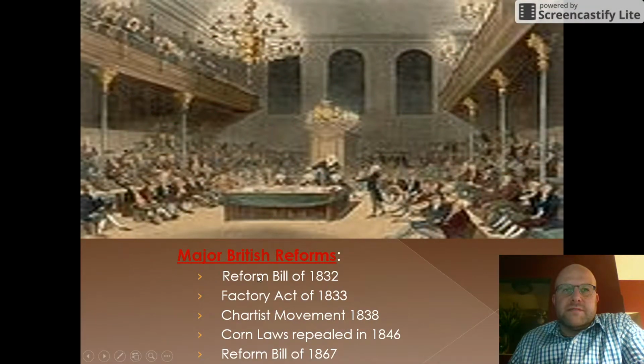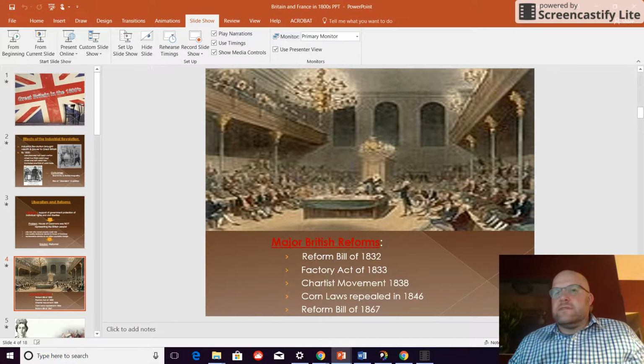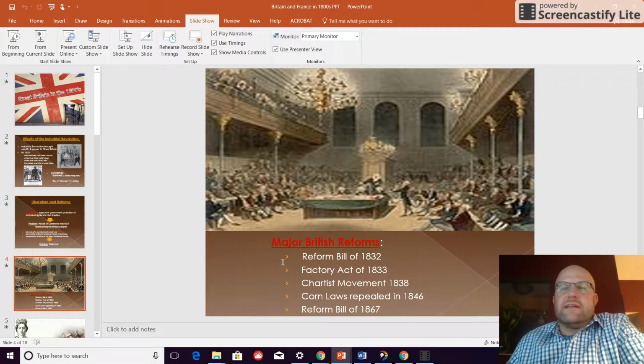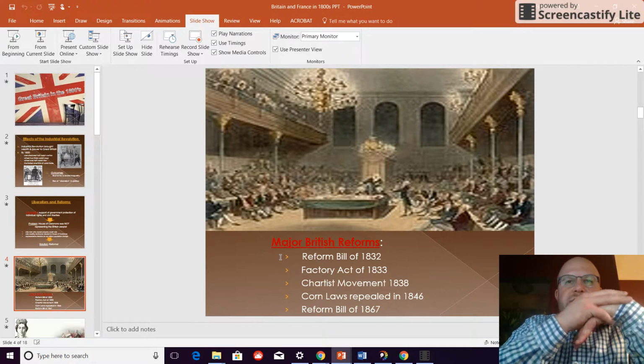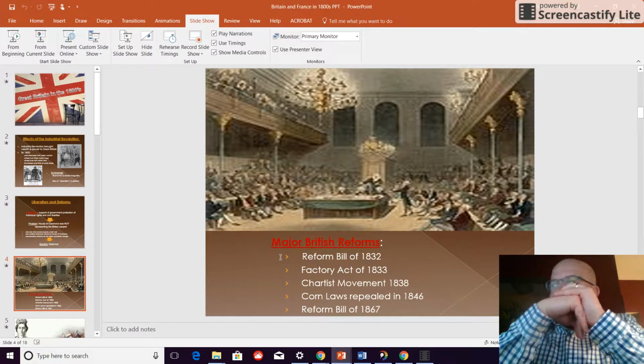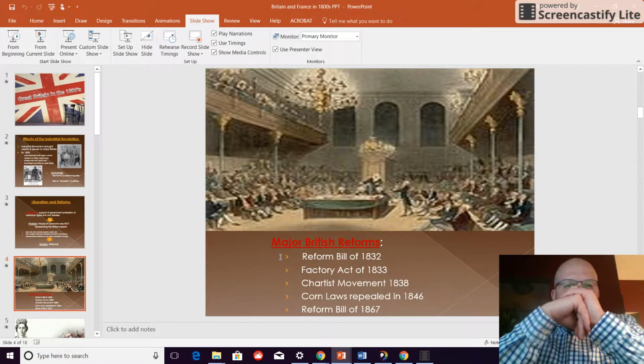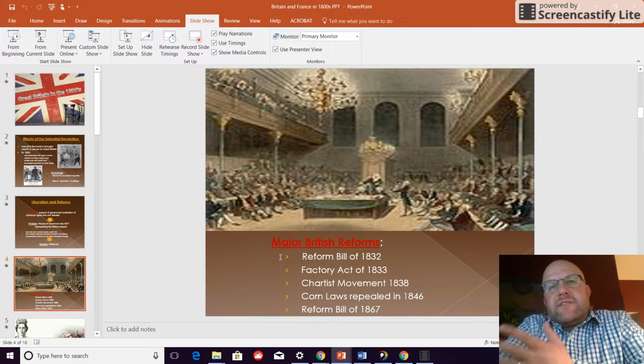Now, we've talked about some of these reforms in class. The Reform Bill of 1832, the Factory Act of 1833, the Chartist movement, and the repeal of the Corn Laws. The Reform Bill changed the House of Commons so that it would reflect population change in Britain. Now the middle class and working class would have a greater voice in government.